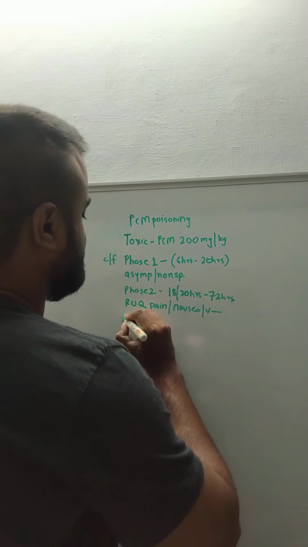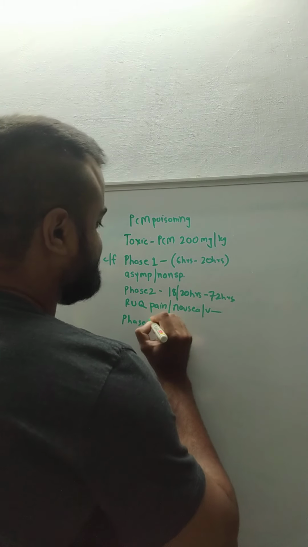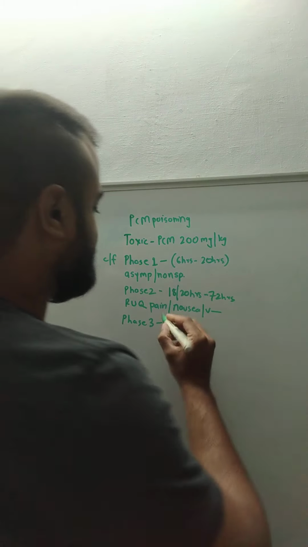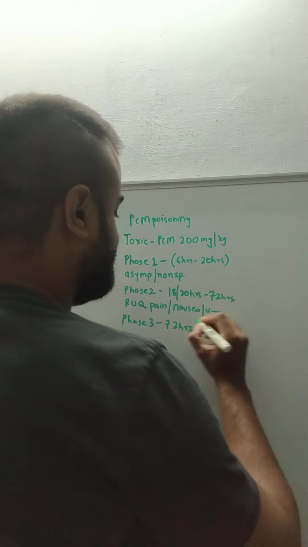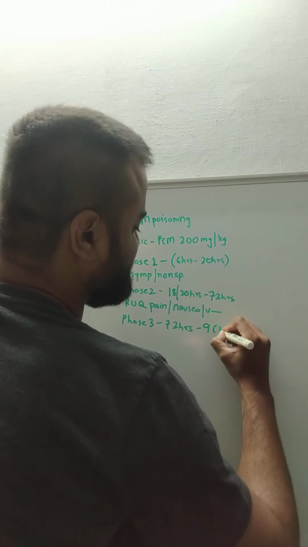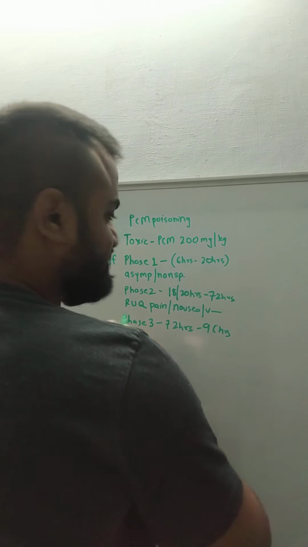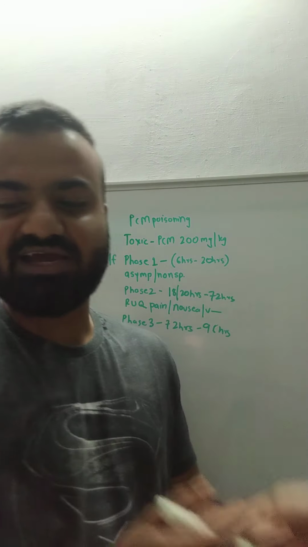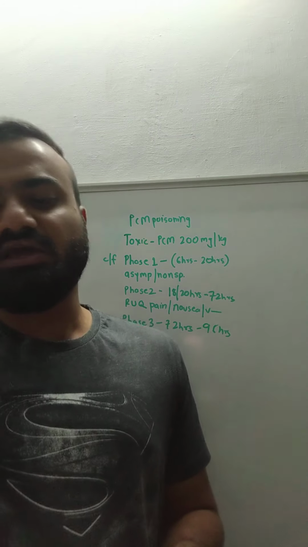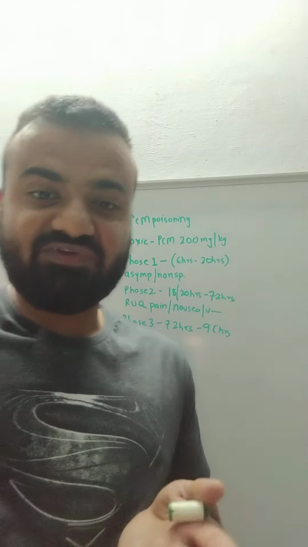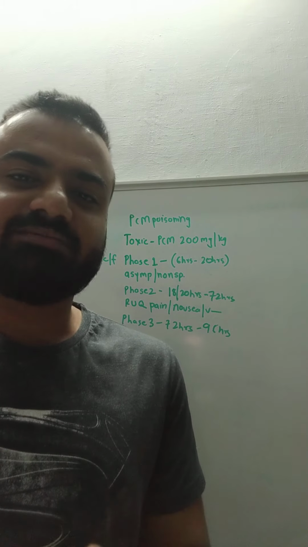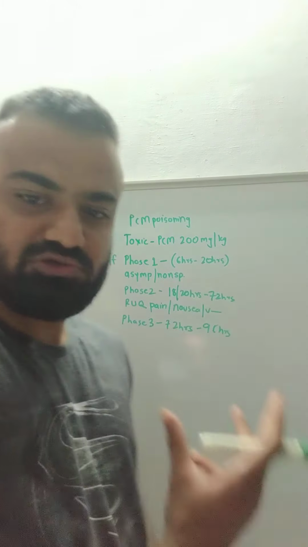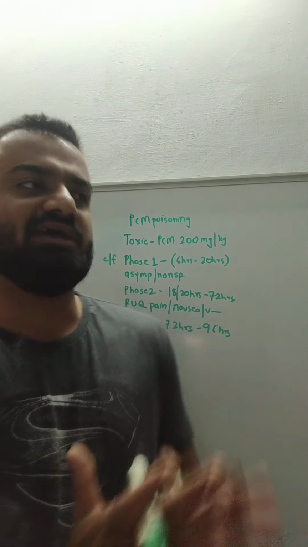Now phase 3 lasts from 72 hours to 96 hours, and it is a more specific hepatic phase in which there are all signs of hepatic failure like jaundice, encephalopathy, acute renal failure, severe hypoglycemia, coagulopathy, and the patient lands up in hyperacute hepatic failure.